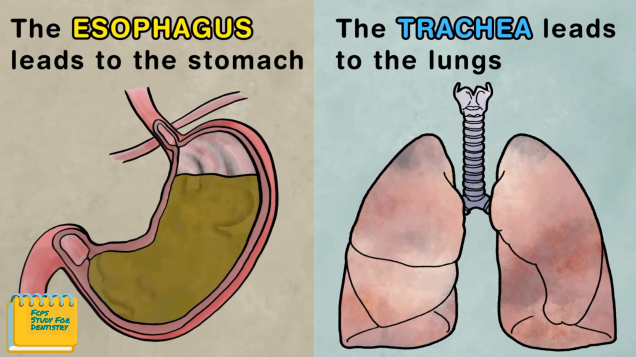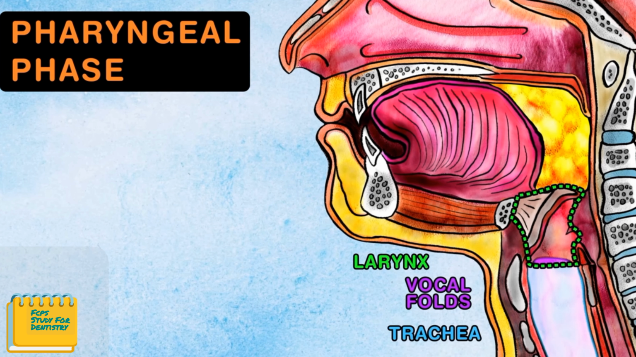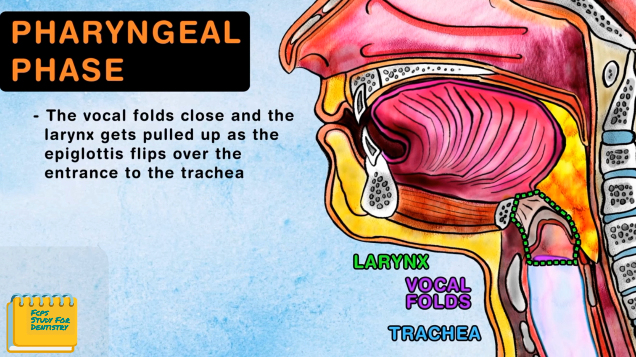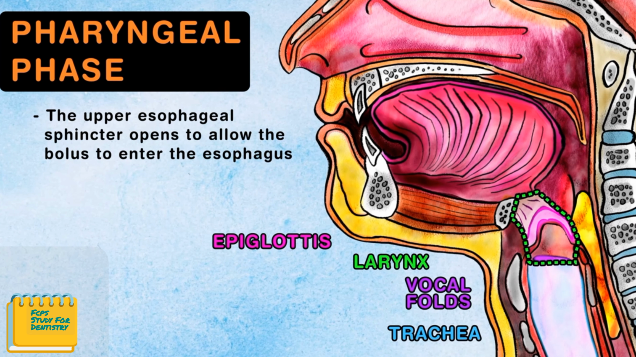The vocal folds are located in the larynx, which is at the top of the trachea. The vocal cords close and the larynx gets pulled up as the epiglottis flips over the entrance to the trachea. The upper esophageal sphincter opens to allow the bolus to enter the esophagus.